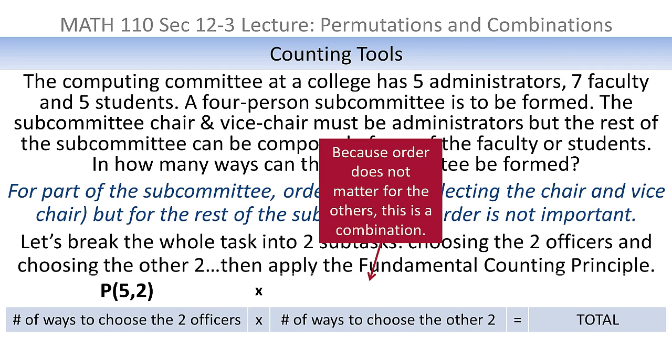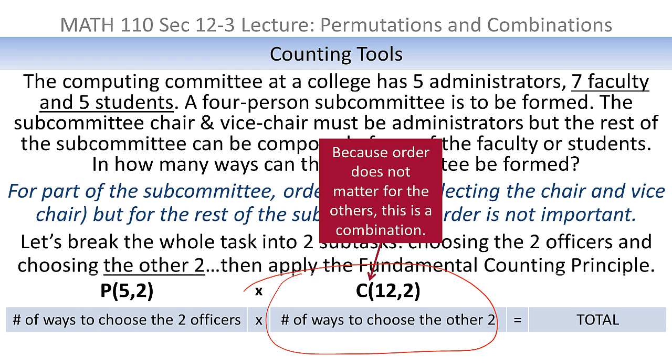Now I move to task 2. For choosing the other 2, I don't care about order. I just grab 2 of the people, either faculty or students, and throw them on the committee. It doesn't matter which one's chosen first. So that is a combination. Order doesn't matter. And remember, it said that the other 2 can be anybody from the faculty and students. Well, that's a total of 12. So if you take the faculty and students and add together, you get 12, but you're still choosing 2 of them. So that's a combination of 12 objects taken 2 at a time. And that's task or subtask 2.